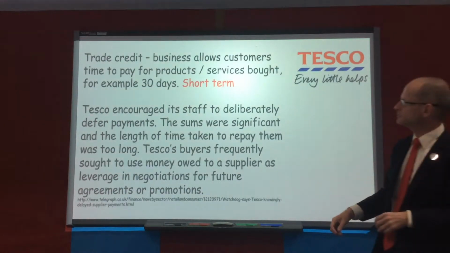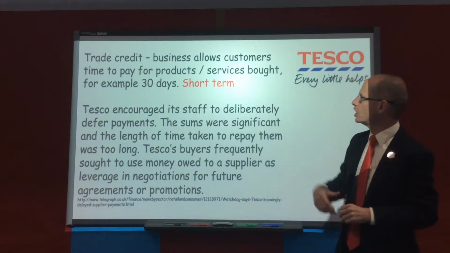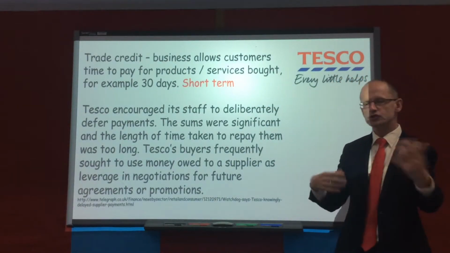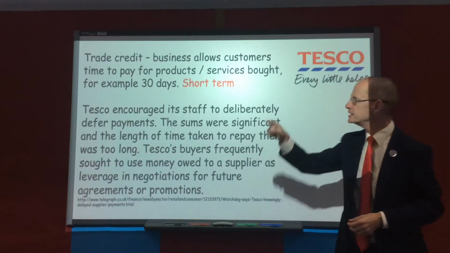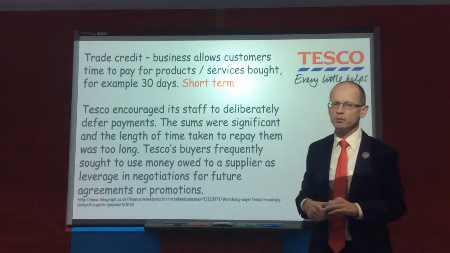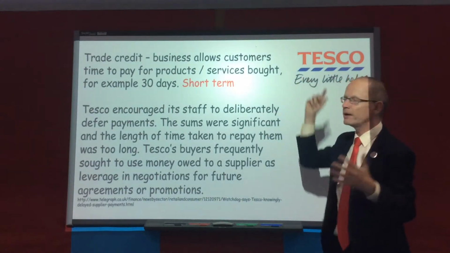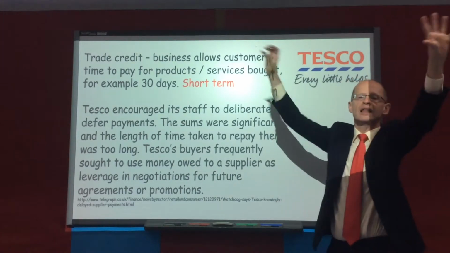Then we have trade credit. Businesses allow customers time to pay for products or services, maybe say 30 days. This is England's biggest supermarket, the UK's biggest supermarket. It buys lots and lots of stuff from suppliers.